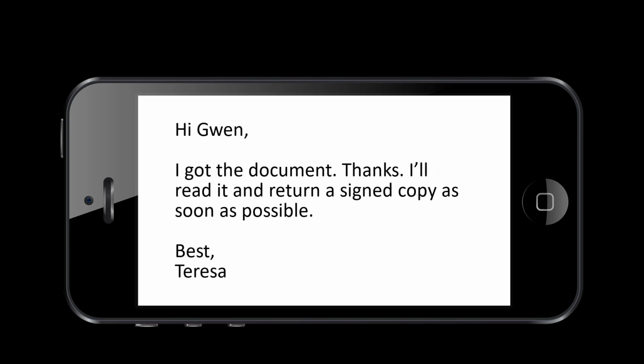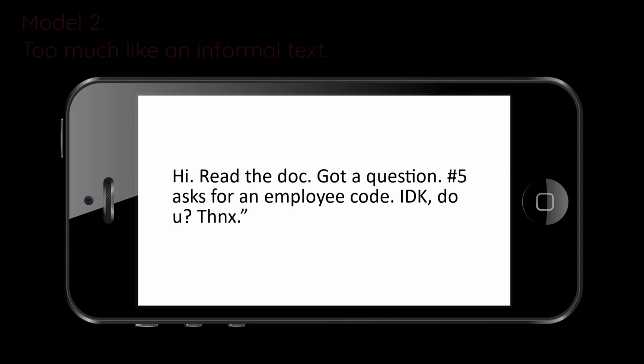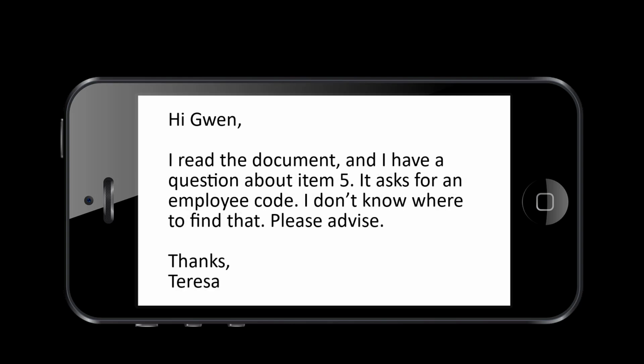Hi Gwen, I got the document, thanks. I'll read it and return a signed copy as soon as possible. Best, Teresa. Hi Gwen, I read the document and I have a question about item 5. It asks for an employee code. I don't know where to find that. Please advise. Thanks, Teresa.